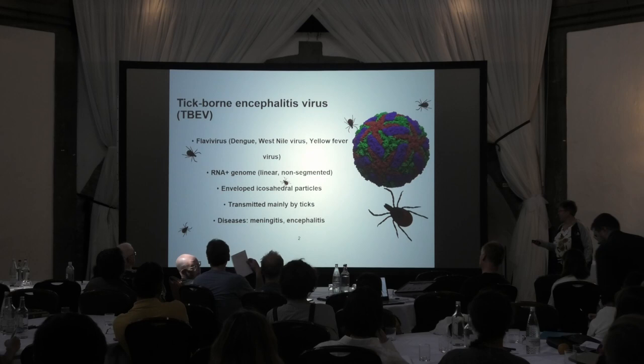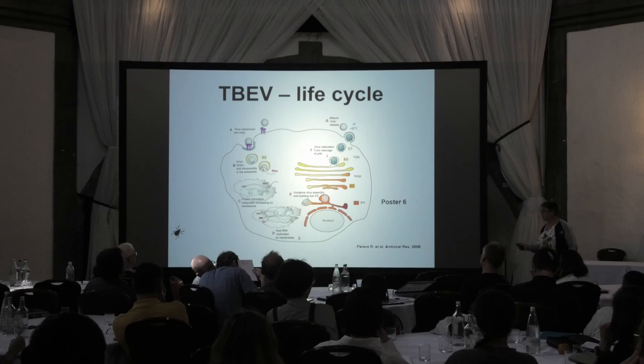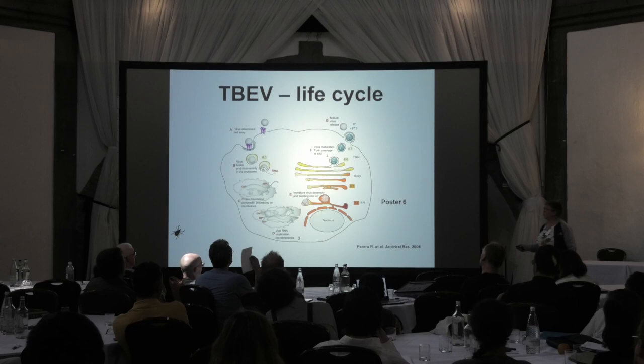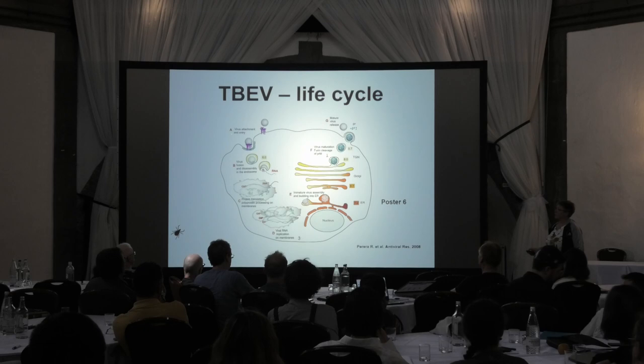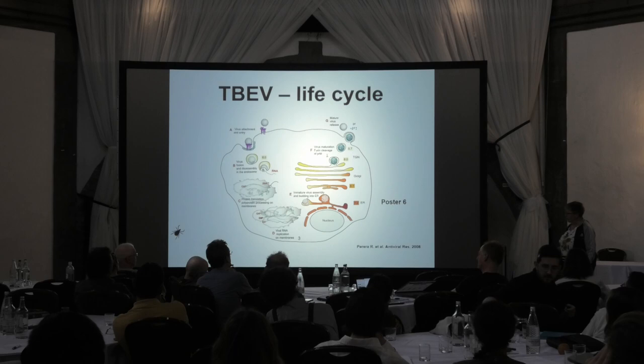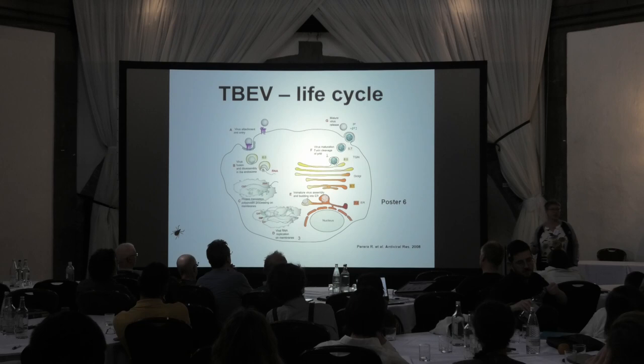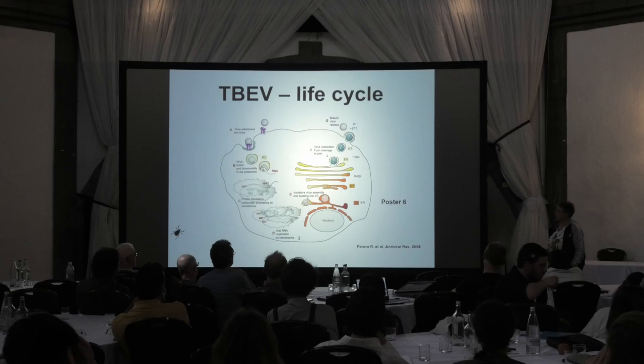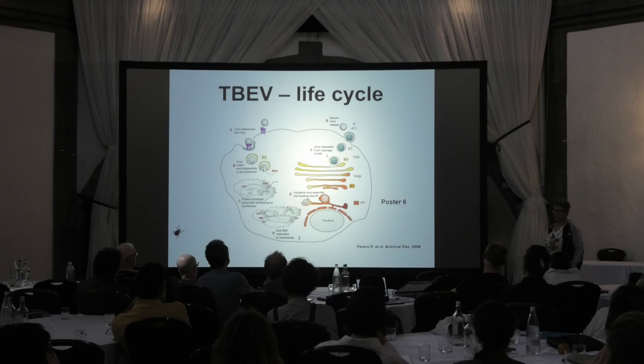So, in terms of its life cycle, if we just consider the human cells, it enters via an endocytic route, and release of the genome is triggered by the low pH of the endosome. So pH is important in this life cycle. And it assembles within the ER, and Lauri has a poster on the assembly step, with the nucleocapsid protein C and the RNA, and the interactions required for that. So please, a plug for poster number 6.